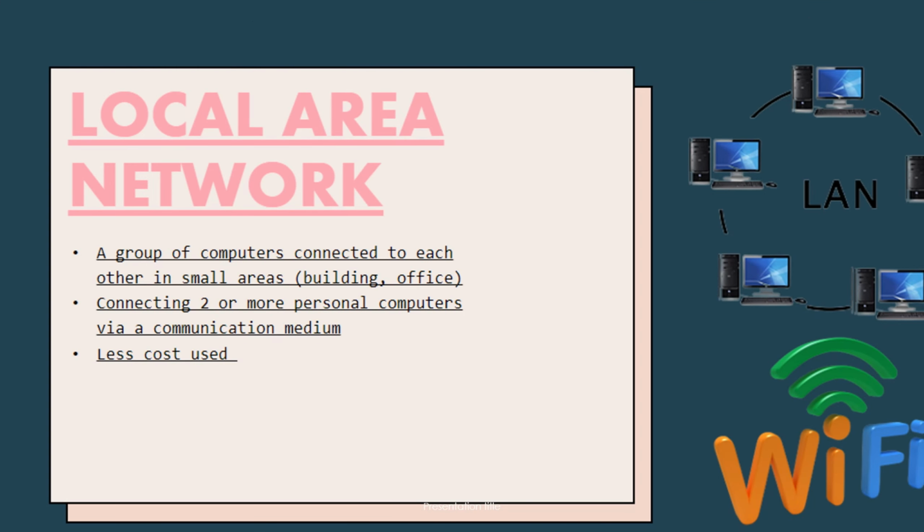So, first and foremost, LAN stands for Local Area Network. It is a group of computers that are connected to each other in small areas, such as in a house or in an office. This network connects 2 or more personal computers through a communication medium. It is said that less cost is used for this type of network, so most people use local area network to connect and go online. The closest example we have around here is Wi-Fi in our home or in the school.